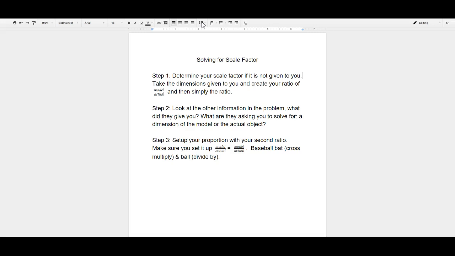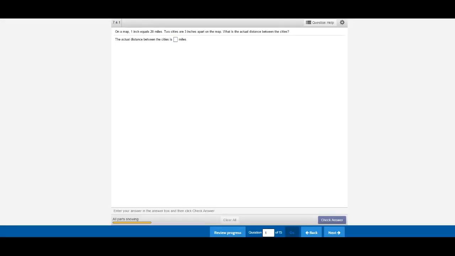Then step three is to set up your proportion with your second ratio. Just make sure when you set it up, it is again model over actual equal to model over actual. Then we're going to do our baseball bat. We're going to cross multiply and divide. So that's your baseball bat and your ball. Next, we're just going to take a couple of these problems and go through them so you can see them set up and then solved.